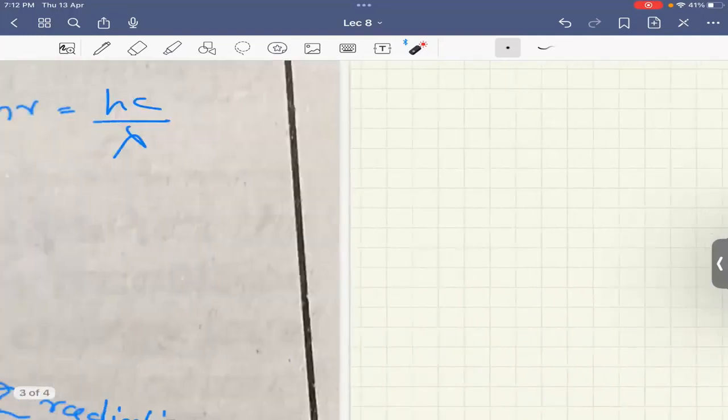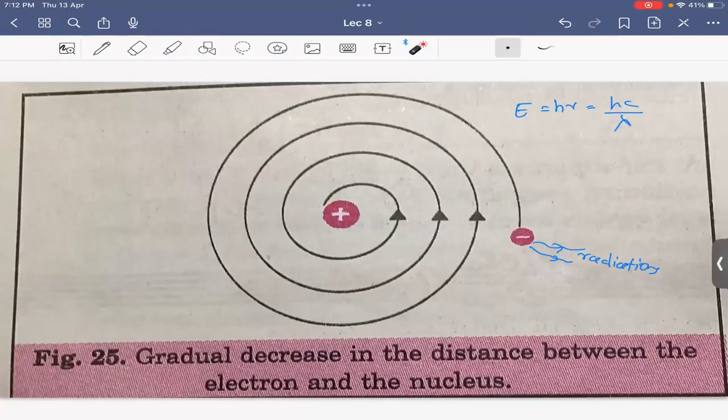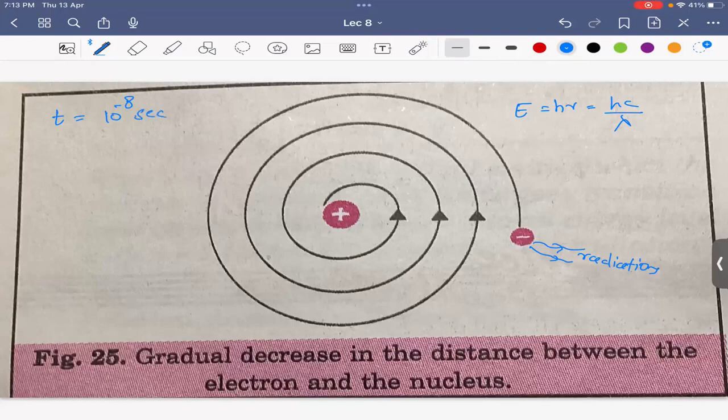Consequently, the orbit will become smaller and smaller, right? And the electron would fall into the nucleus. In other words, the atom should collapse. The calculations have shown that the time required should have been around 10 raised to power minus 8 seconds for an electron to spiral into the nucleus. However, this never happens, right? Because we know that at the end of the day, the atom is stable, right? Therefore, Rutherford's model cannot explain the stability of an atom if the motion of the electron is described on the basis of classical mechanics and electromagnetic theory, right?